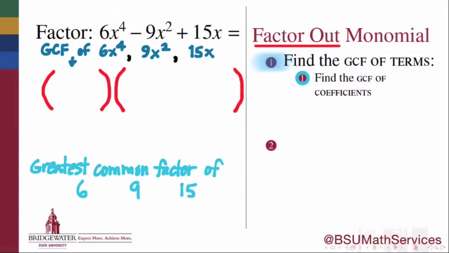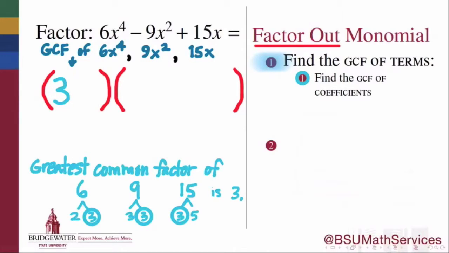And we'll find the greatest common factor of that triplet of numbers by discovering their prime factorization and noticing that each of their prime factorizations has a 3 in it, and that is the most that these three numbers share in common. So the greatest common factor of 6, 9, and 15 is the number 3. That number will then be the coefficient of the greatest common factor of these three terms.